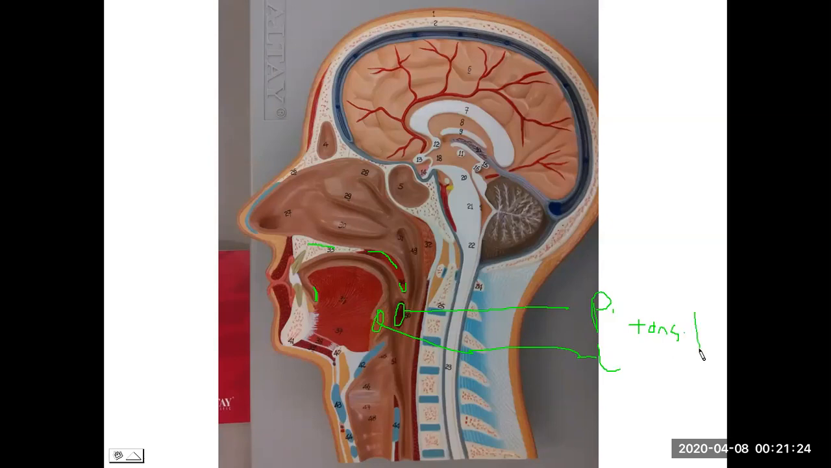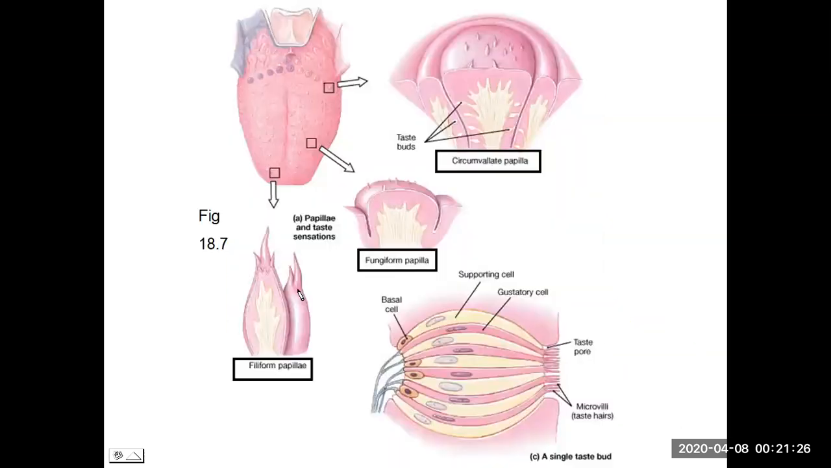The filiform, fungiform, circumvallate papillae. Again, we just have a textbook figure we would use for these.